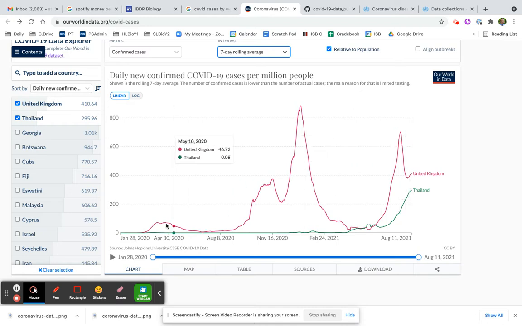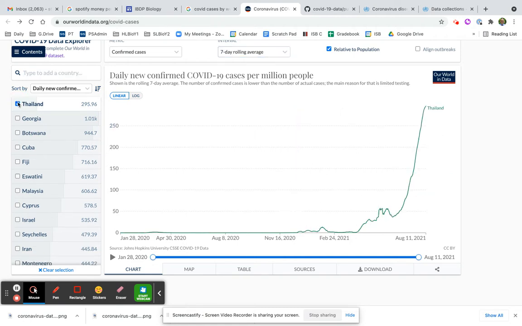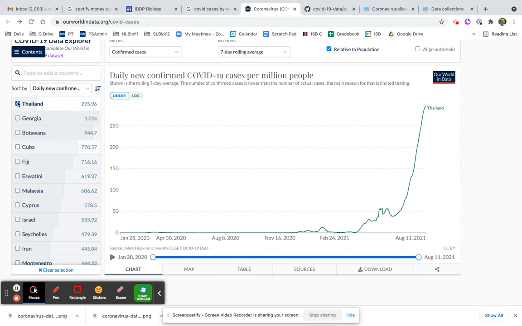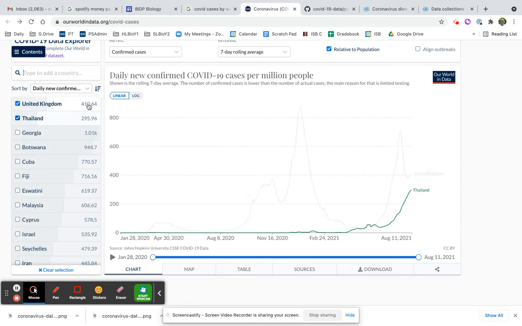Okay, so you can see an initial outbreak here, another one there, and then another one there. If we take the United Kingdom off, you see Thailand's a bit clearer. This was way back when. This was our 3 weeks in January, and then this is where we're at now. If you wanted to compare, say, Cuba, we could do Cuba. Also, there it is up there. So that's some ideas there. Now, I just wanted to compare the United Kingdom and Thailand. So that's what I have.